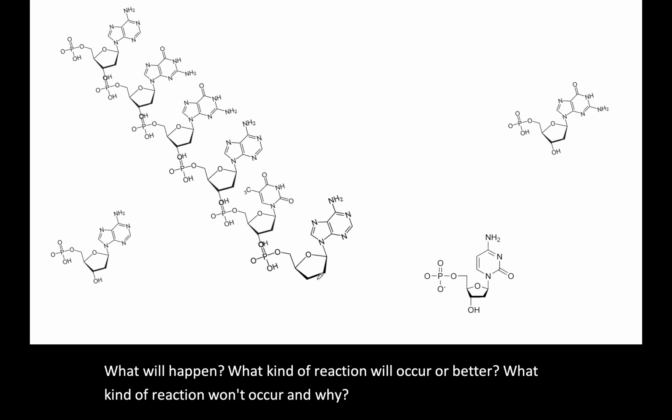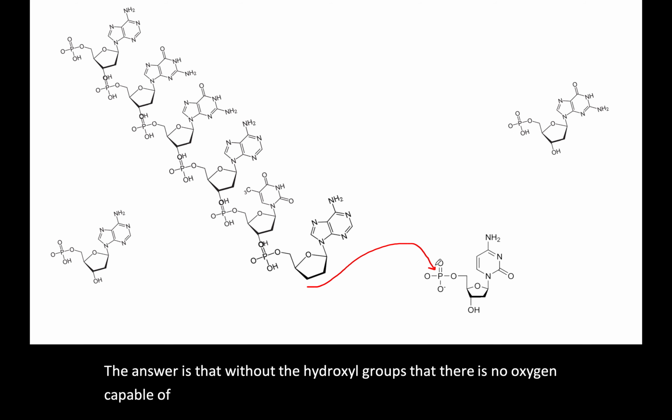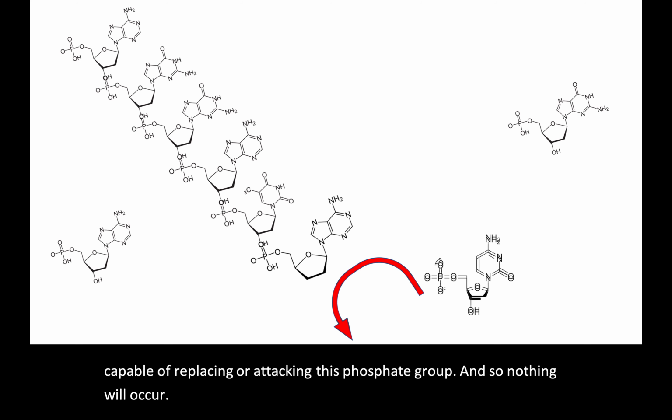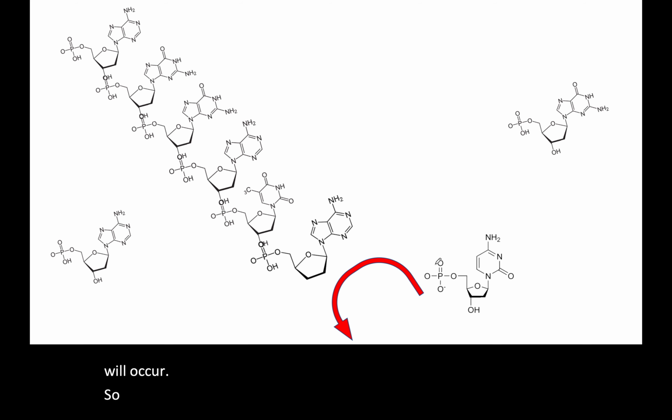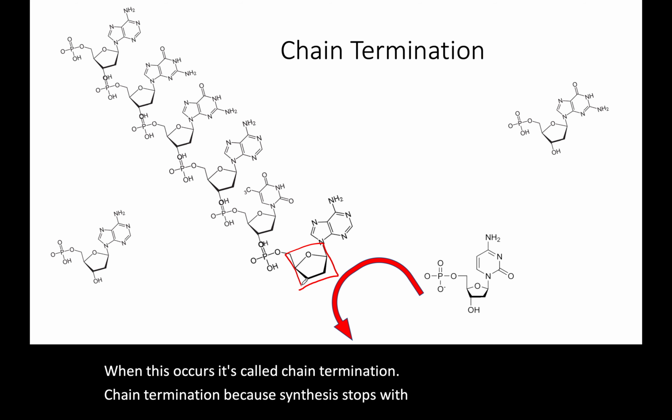The answer is that without the hydroxyl groups, there is no oxygen capable of attacking this phosphate group, and so nothing will occur. So it will actually not be added onto the strand. When this occurs, it's called chain termination. Chain termination because synthesis stops with the dideoxyribonucleic acid.